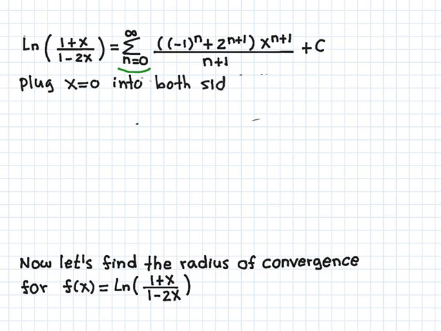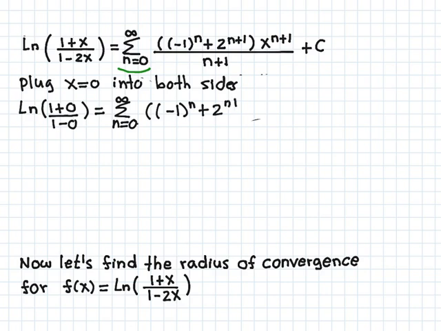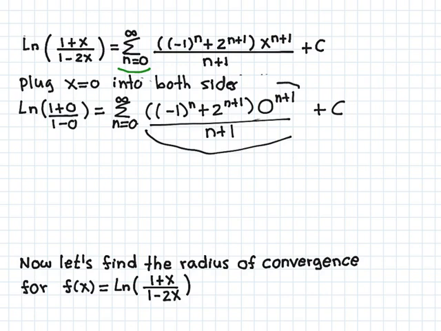Now plugging x equals 0 into the left-hand side gives us log of (1+0) divided by (1-0). Plugging x equals 0 into the right-hand side gives us summation n equals 0 to infinity of ((-1)^n plus 2^(n+1)), 0^(n+1) divided by n+1, plus c. Now, every term of this summation will be 0 because we're multiplying by 0. 0 to the power of n+1 is just 0.